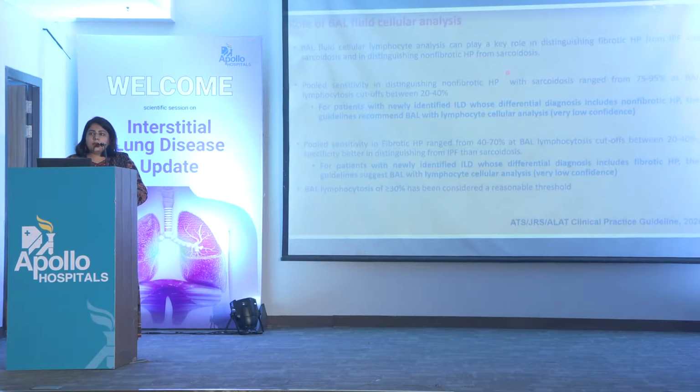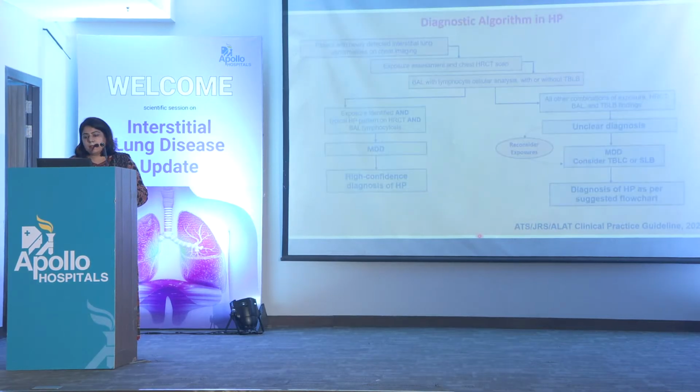Bronchoscopy, if we are not very sure of the diagnosis, we can do BAL, and we can send it for cellular analysis with the lymphocyte count. If the lymphocyte is more than 30%, it is significant. So 20 to 30% is the cutoff for BAL fluid analysis. So this is the algorithm for diagnosis.